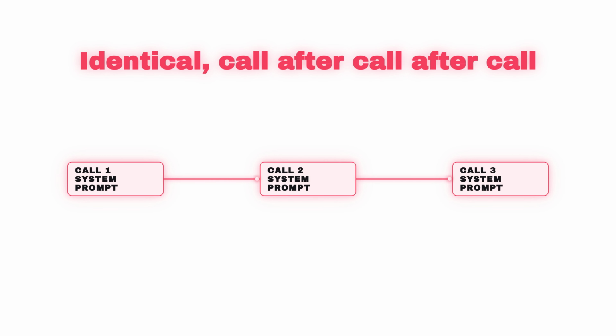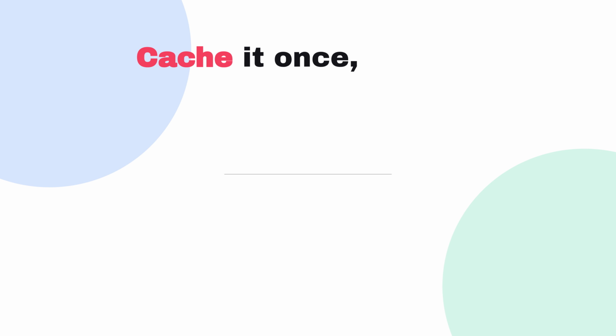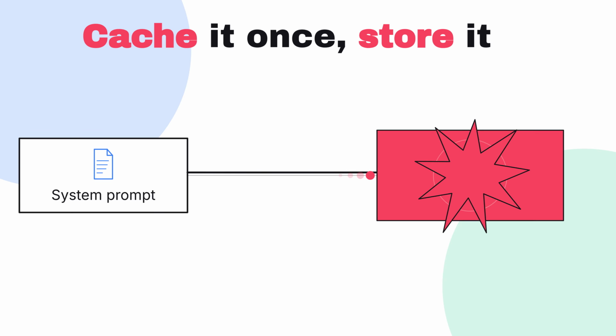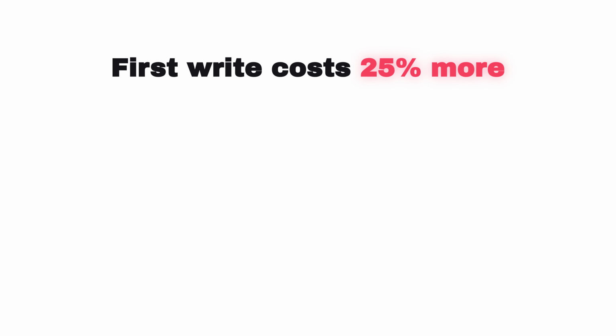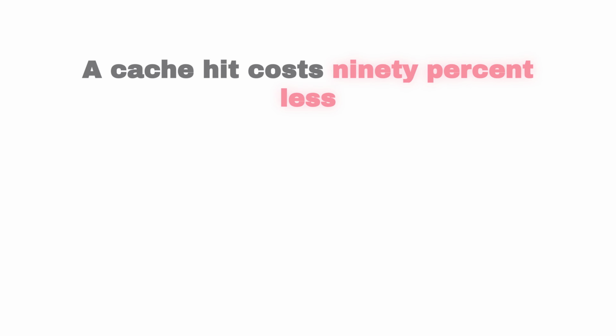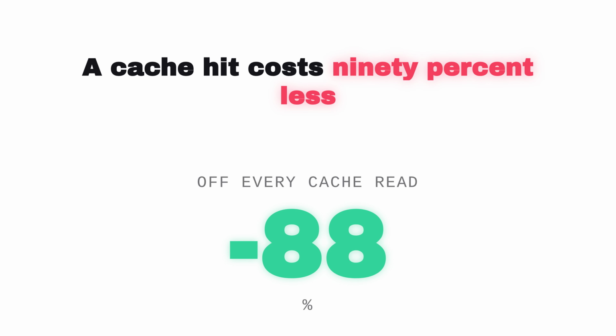Here's the thing, your system prompt and instructions often look identical, call after call after call. Prompt caching lets you store that repeated block the first time you send it, for a small premium. That first write costs about 25% more than normal input, a one-time entry fee. You pay that bit extra exactly once, not on every call. Every time after that, a cache hit reads that same content back for about 90% less than the normal price.